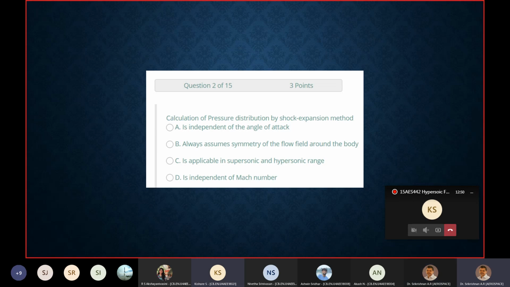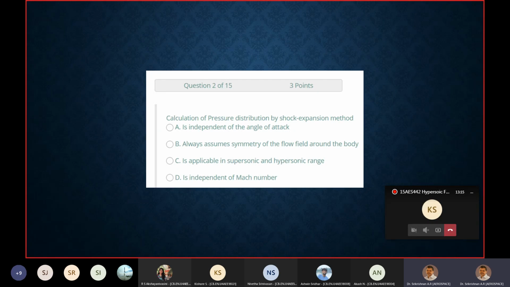Okay. Sir, in this B option, that's what... So that's what I'm trying to explain now. I'll try to explain why the others are wrong. Okay, "is independent of angle of attack." I hope it should be obvious, because if there is an angle of attack, then the initial formation itself is going to be different for the two phases.